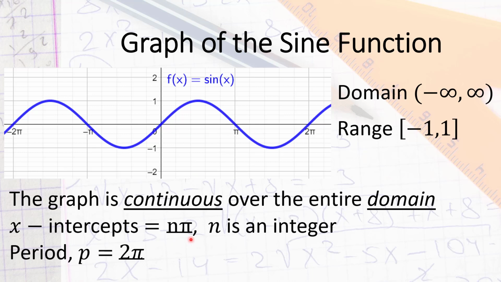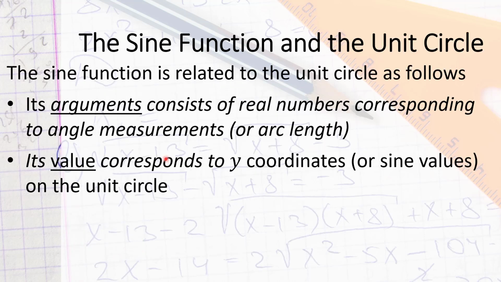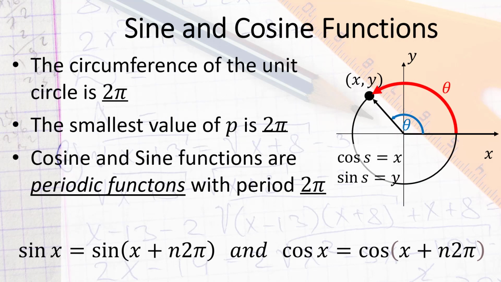What else can we say about this function? Well, here's the origin, and one of the things you can see is that it is symmetric about the origin. As a consequence, this is an odd function. The other thing that we can say is that the sine is related to the unit circle as follows. Notice that the argument consists of real numbers corresponding to either the angle length or the arc length, which basically is the exact same thing on the unit circle.